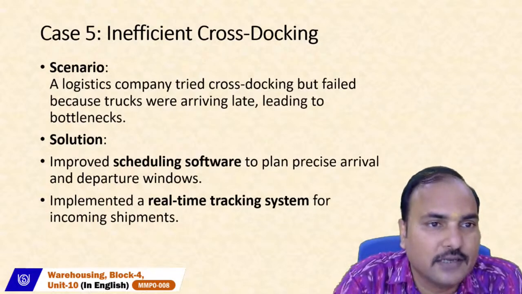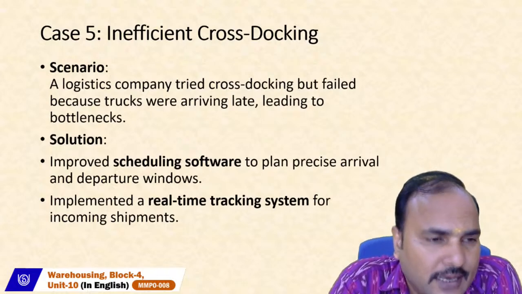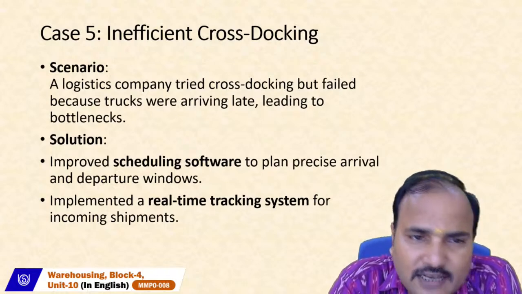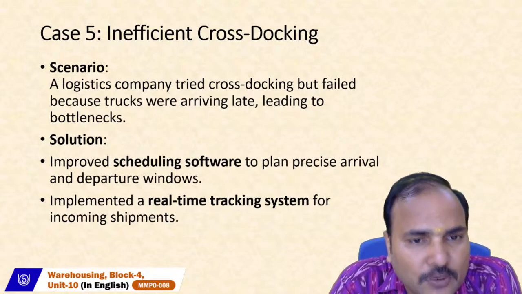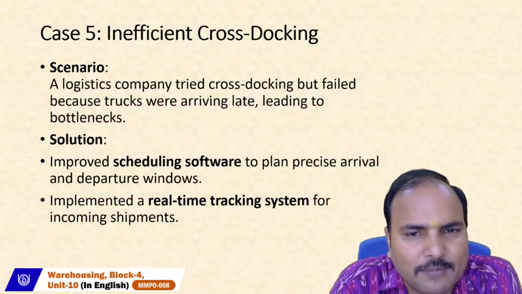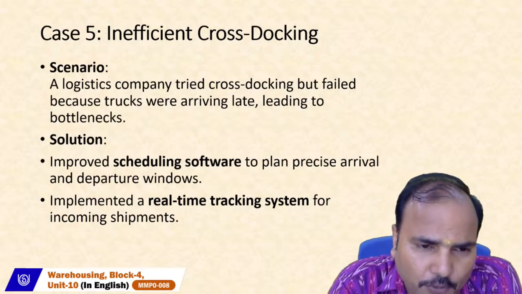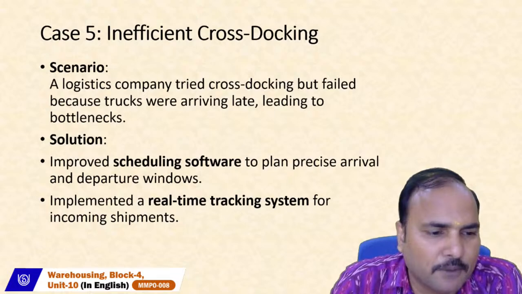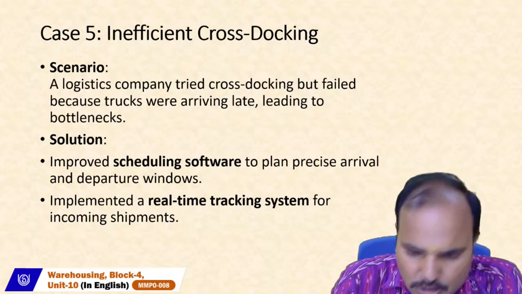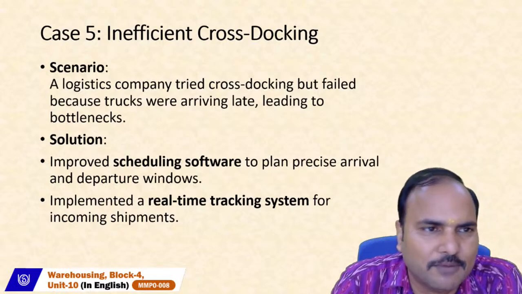The last is the inefficient cross-docking. Here the scenario is that a logistics company tried cross-docking but failed because trucks were arriving late, as we have already discussed in this chapter. So it leads to bottlenecks. What will be the solution? We have to improve the scheduling software and implement a real-time tracking system for incoming shipments. So these are the different cases for a better understanding of this chapter.